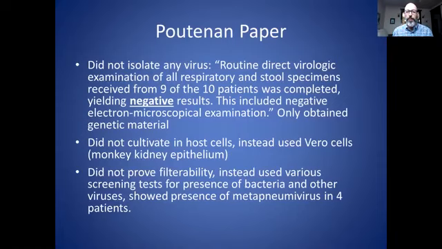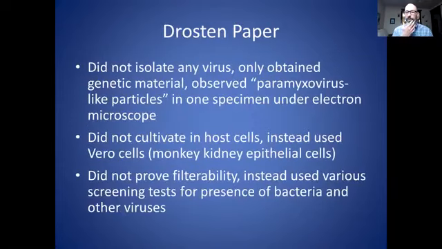So what they did was they performed all of these different tests, mostly genetic tests or antibody tests, to screen out for the presence of other bacteria or viruses that are known to cause disease. And in this case, they actually found metapneumovirus in 4 of the 9 patients, which definitely confused the issue. So once again, in the Poutinan paper, they did not prove any of the 3 criteria as claimed. So let's look at the Drosten paper.